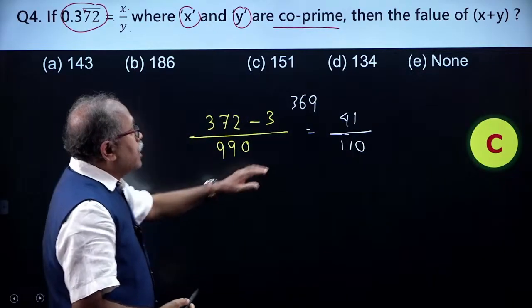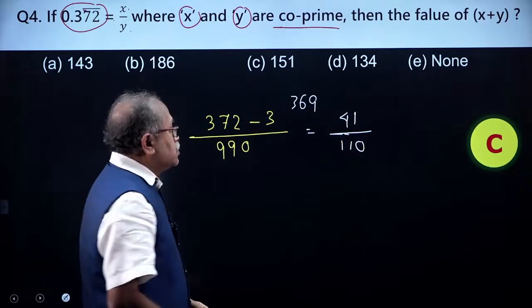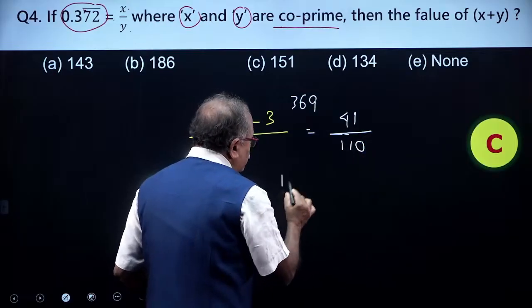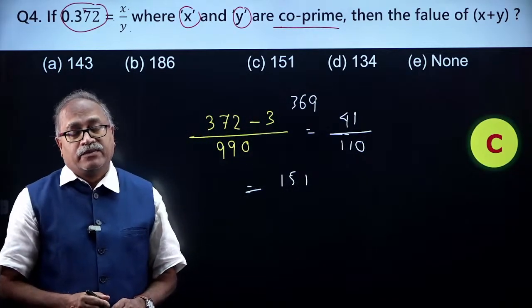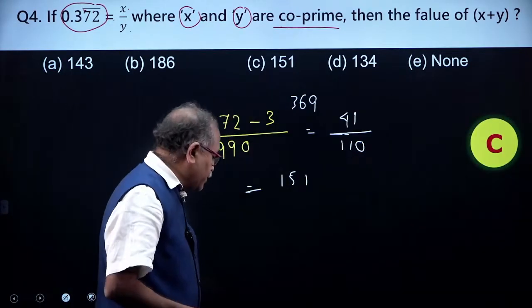Okay, what is the value of x plus y? This is x and this is y. So my result should be 151. So 151 is what? x plus y. Well done, sir. So option choice C, 151.